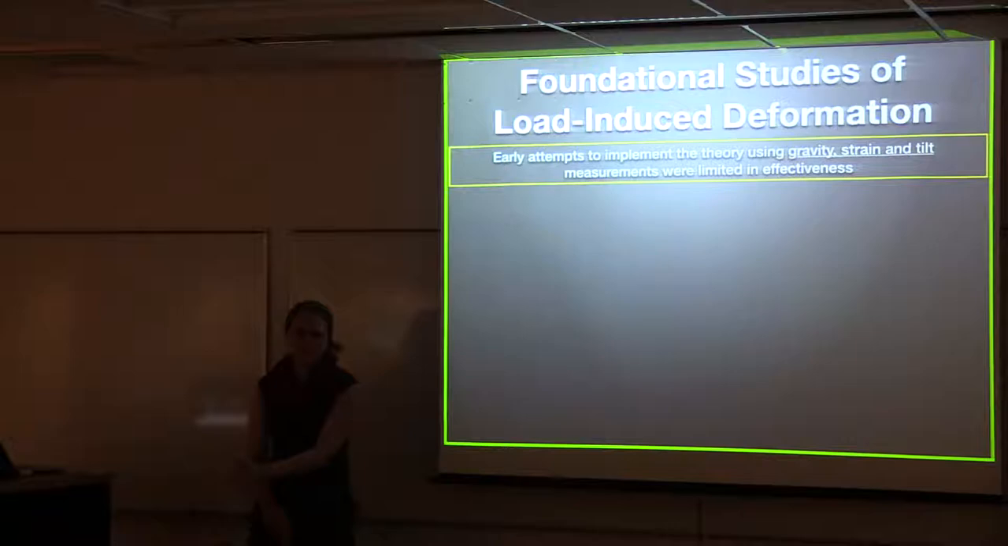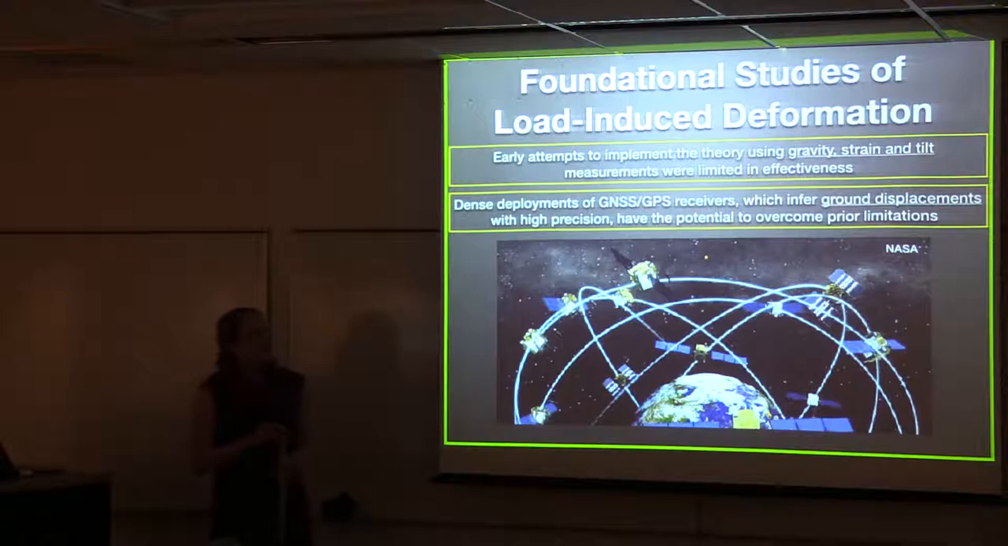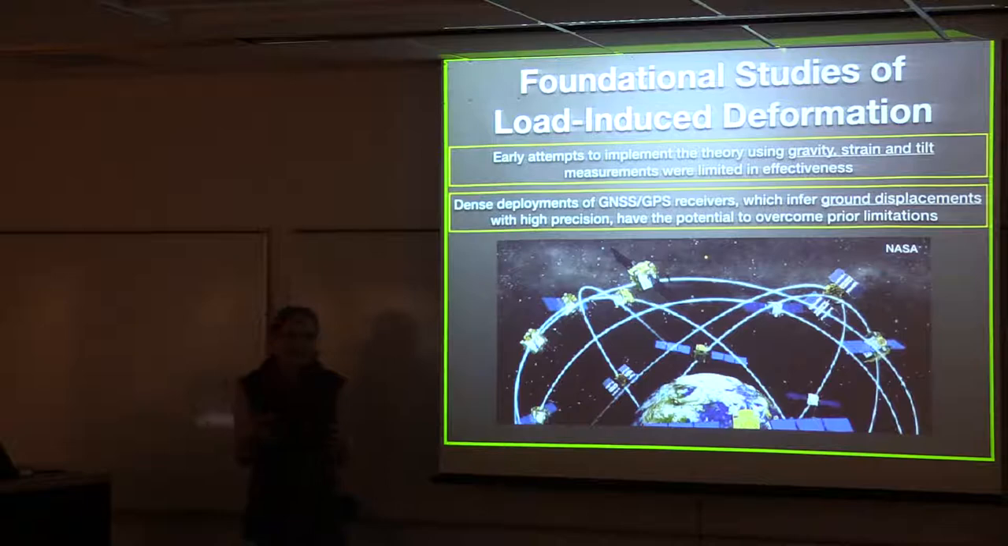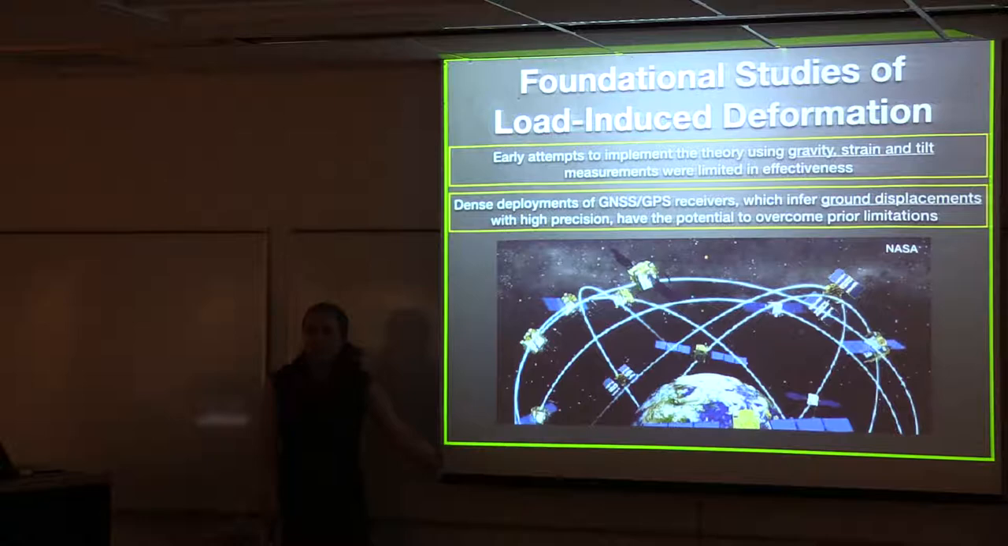But now, very recently, with the advent of satellite navigation systems, such as the global positioning system, which we all have in our phones and our cars, GPS and more broadly, GNSS systems, which infer ground displacements directly rather than derivatives of ground displacements, and with high precision, have the ability to overcome our prior limitations. So now we're finally getting to the point where we can actually take the theory that's been developed and apply it to the study of the Earth.